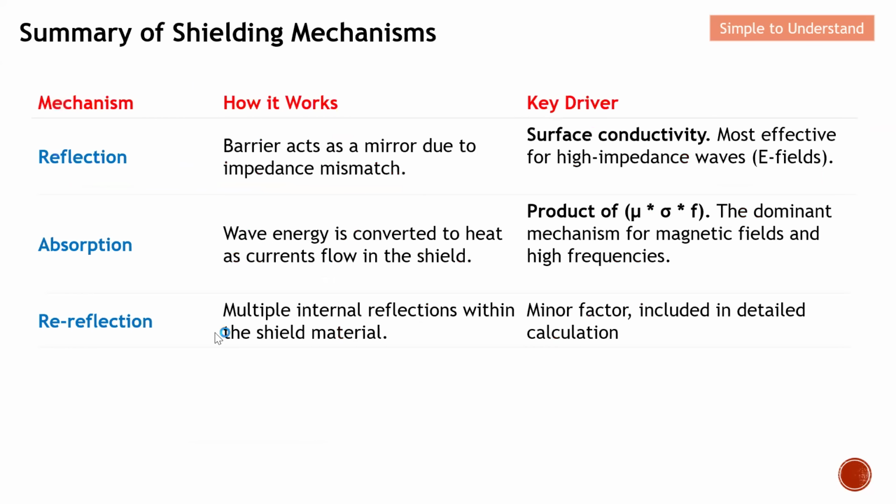Next, let's do a quick summary. I have explained all this in deep detail: what reflection, absorption, and multiple reflection are. So how does it work?